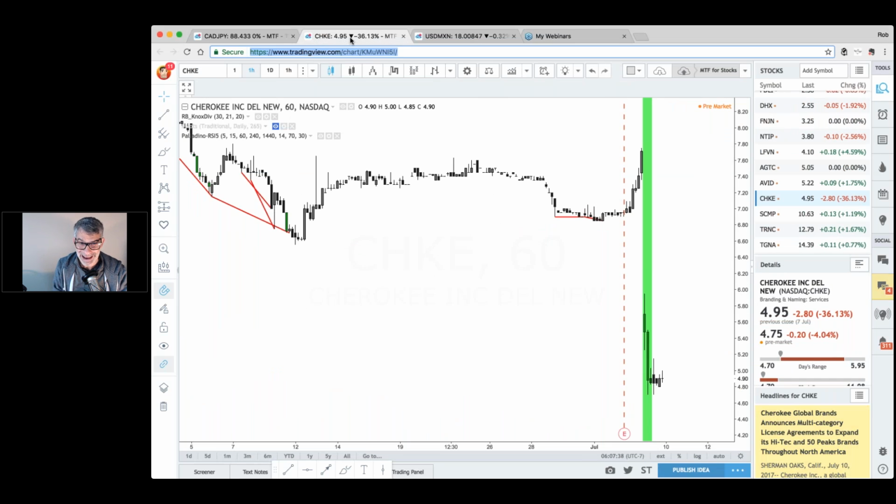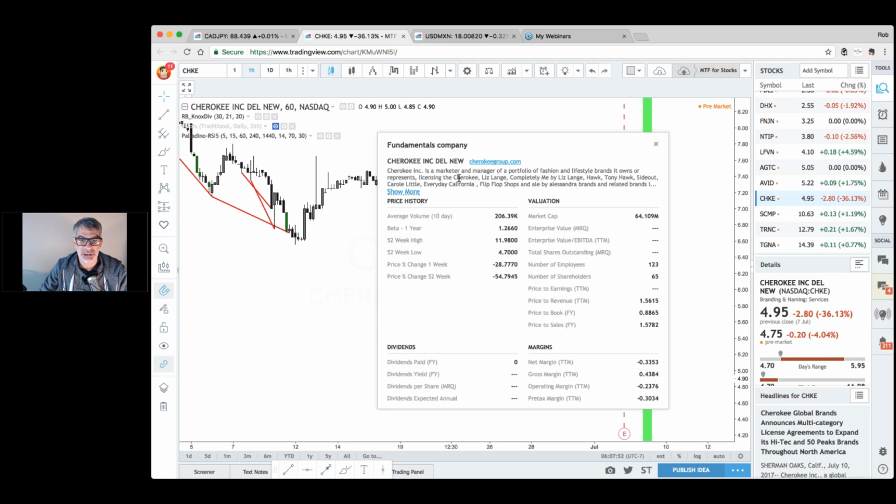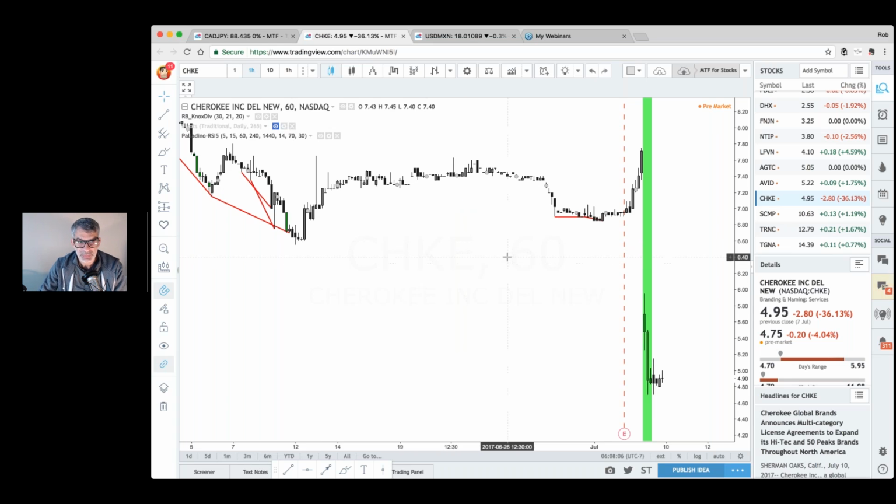We're here to look at another financial instrument, something that we don't often look at, and that's a stock. This is Cherokee Incorporated. What does this company do? We don't know. I don't care what this company does. They are a marketer and manager of a portfolio of fashion and lifestyle brands. Okay, whatever, doesn't matter. This is a really, really nice setup, and I want to show it to you right now.